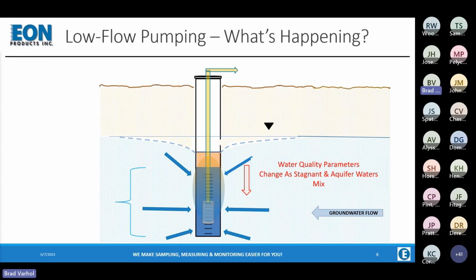And that chemistry is often the result of pulling in some of the stagnant water that is at the top, or water, in fact, from other areas of the screen that don't really represent what we're trying to sample. So the solution here is to pump for a duration long enough until those water quality parameters stay consistent or stabilize over time. And that then represents that we're sampling a single body of water that's consistent, which would be representative of the vast expanse of the aquifer.